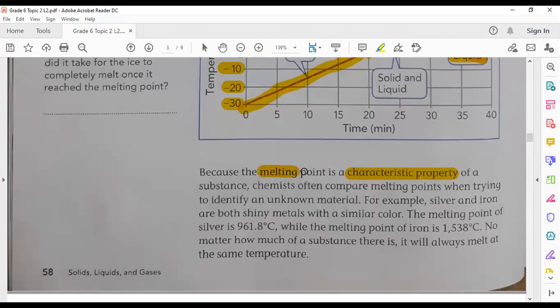Melting point is a characteristic property of a substance. Chemists or scientists often compare melting points when trying to identify an unknown material. So we can use it to identify a known material.